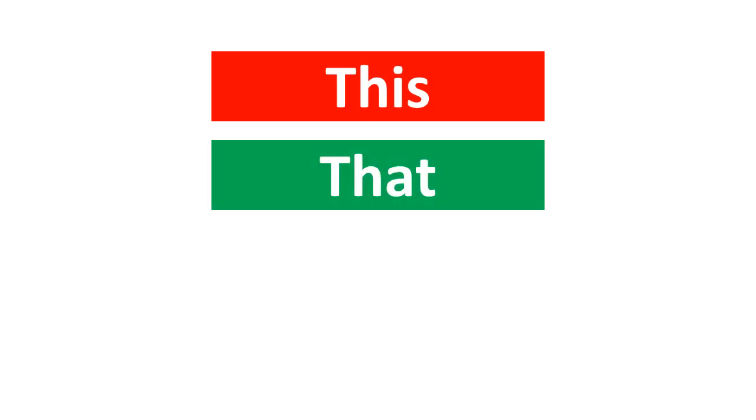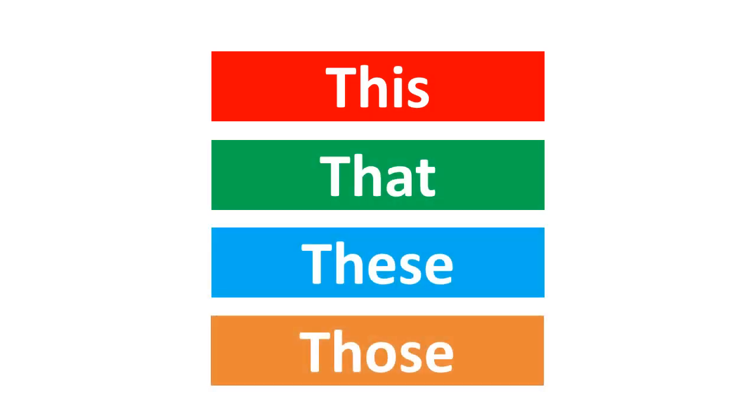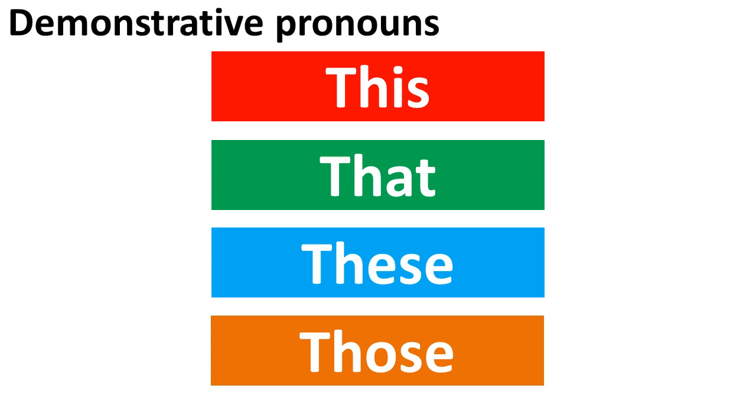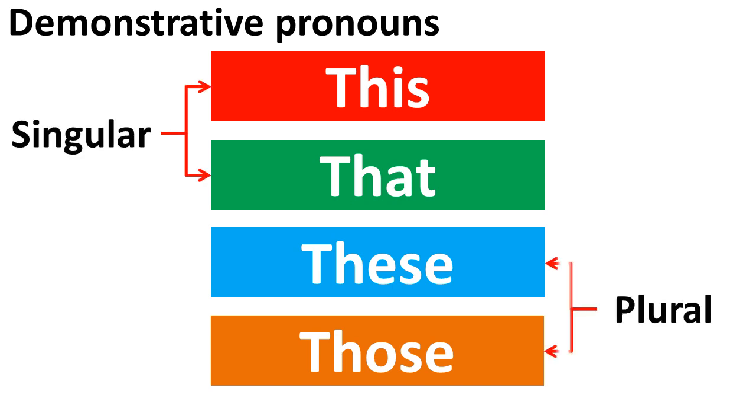This, that, these, those. They are known as demonstrative pronouns. They are used to point at specific people or things. This and that are singular. These and those are plural.